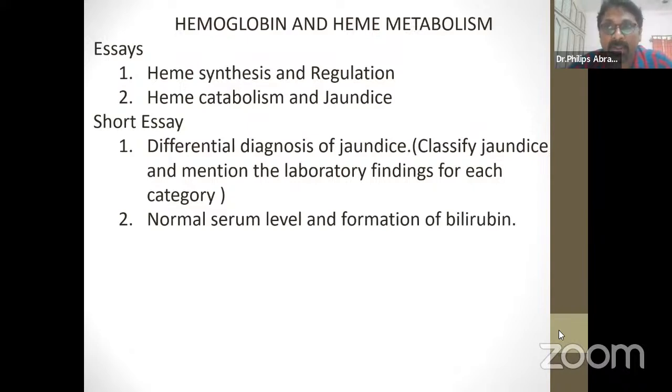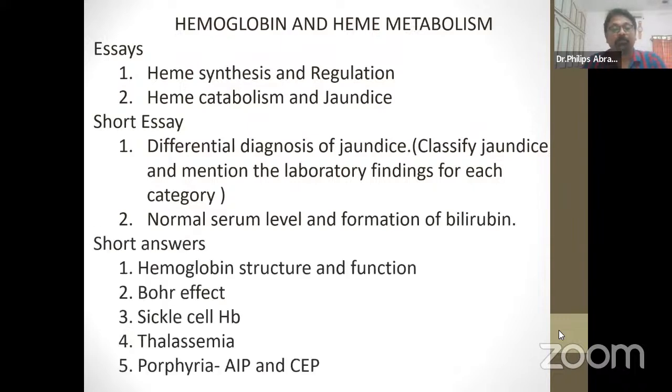Then in the urine, it can be bile salts and bile pigments. In feces, again, stercobilin. This is what you're supposed to write in the differential diagnosis of jaundice. Write the names of the parameters, write the normal value, and what is elevated in which condition. That is an important question in both theory and practicals. Same topic: what is the normal serum level and formation of bilirubin? That is nothing but heme catabolism.